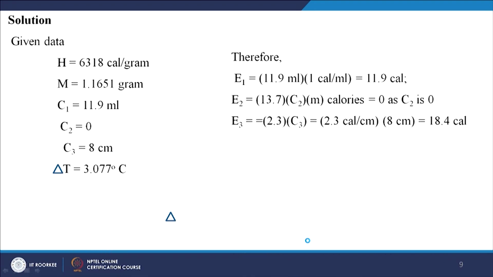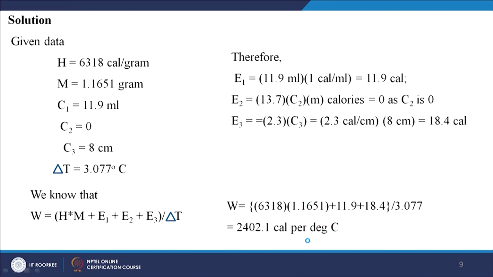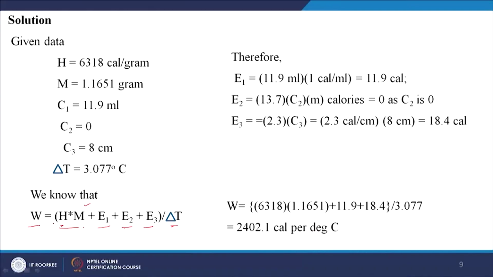So, we have a formula: water equivalent is equal to high heating value H into M, the mass of sample taken, then E1 plus E2 plus E3, divided by delta T. We have to identify the values of each term in this expression. So, what is the H in this case? H is given in the statement, that is 6318 calorie per gram. What is this M? It is given as 1.1651 gram.